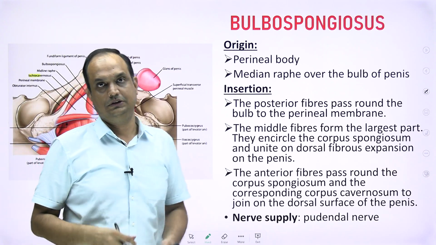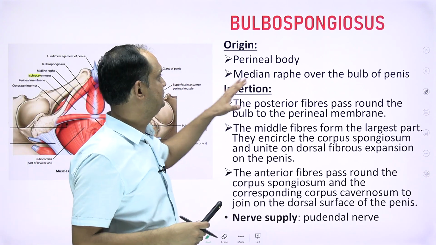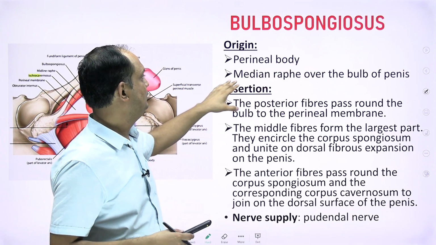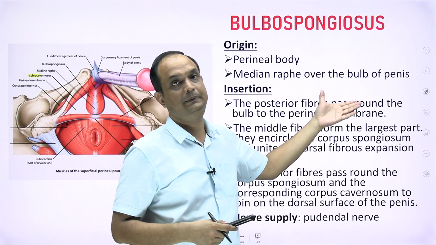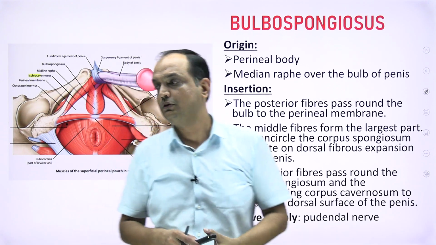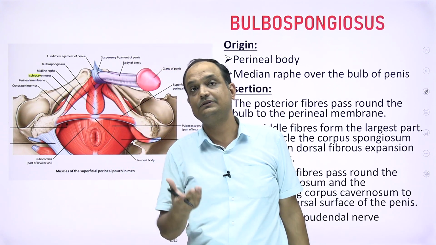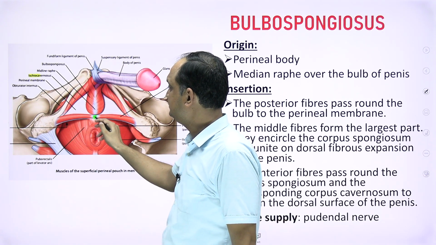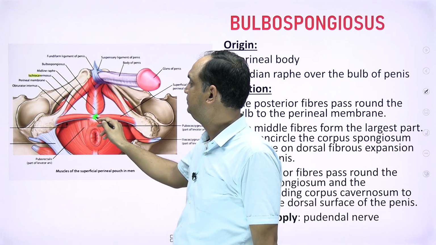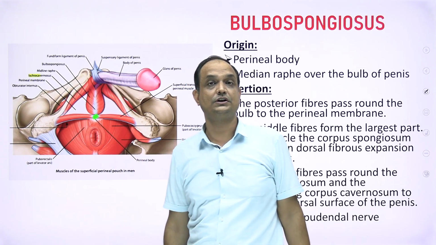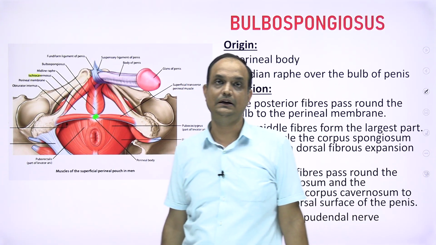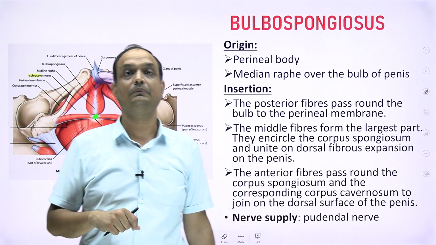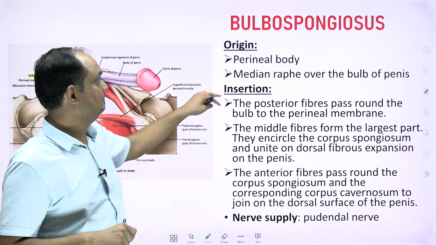So, what is the origin? When you talk about the origin, its main origin comes from the perineal body, plus also from the bulb of the penis where you have the raphe. If you remember my class on the perineal body, we have already discussed that there are around 10 muscles attached on this nodular structure in the perineum, which is known as the perineal body. So, this perineal body is one of the sites of origin of the bulbospongiosus. Apart from that is the raphe.